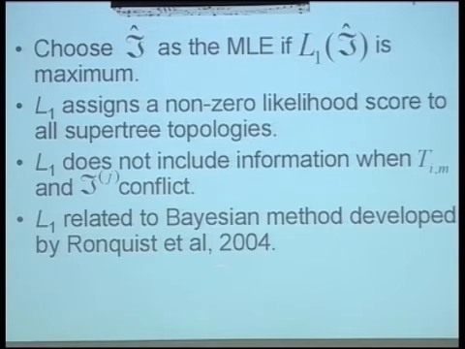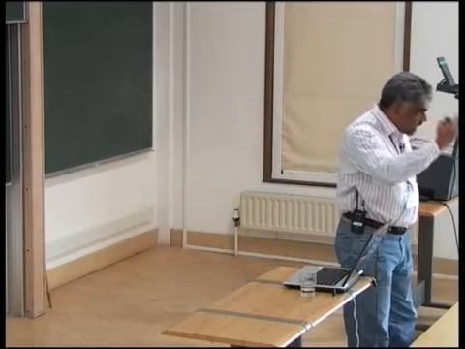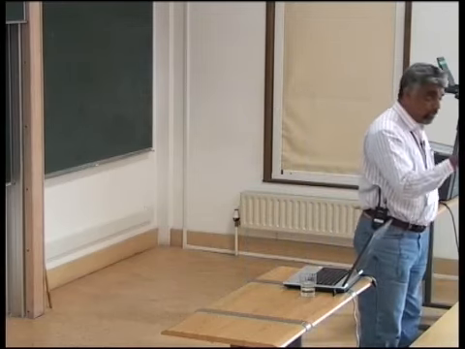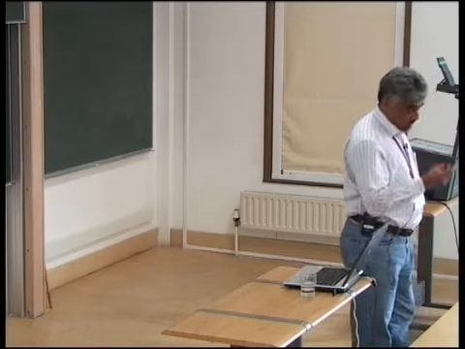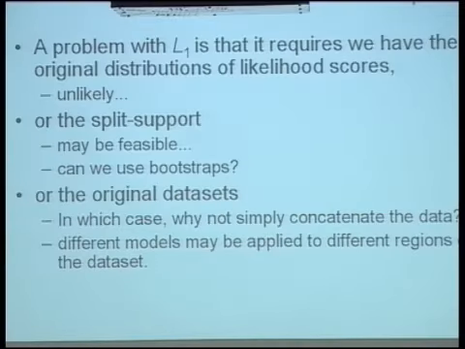Now, this is in fact related to the Bayesian method by Ronquist et al., except that they then take it further and look at splits. They break down the problem to look at splits. Okay? So what is the problem with this L1 score?